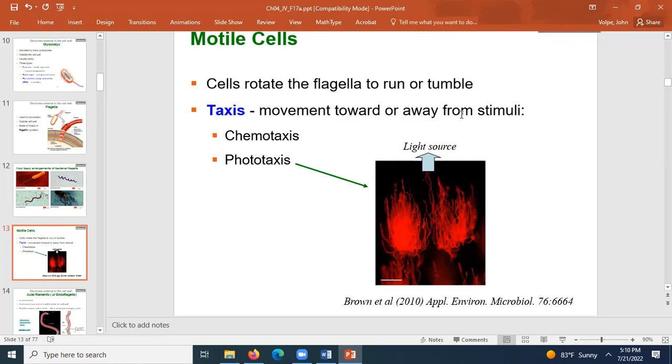There's two types of taxis. Chemotaxis, where cells are stimulated by a chemical, and they can move either towards that chemical or away from it. And then phototaxis, shown here, where in this case the cells are moving away from the light. So they're moving this way. I can tell because the flagella are that way.